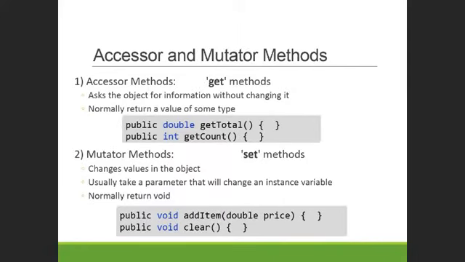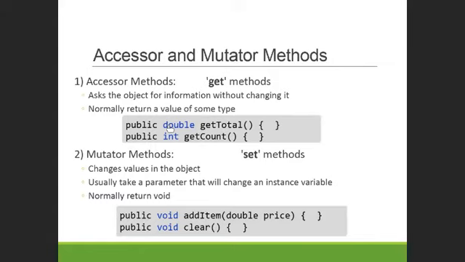So let's talk about those accessor or mutator methods. We are going to refer to them as getters and setters. Accessor methods are just going to get the information out of the instance variable and return it back to us. Normally, the return type for these methods is the same as the instance variable. So in this case, getTotal. Total was a private double total variable, so our method is going to return a double from that to get that information out of the instance variable.